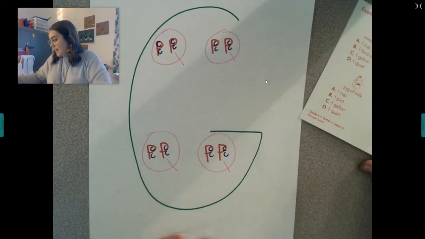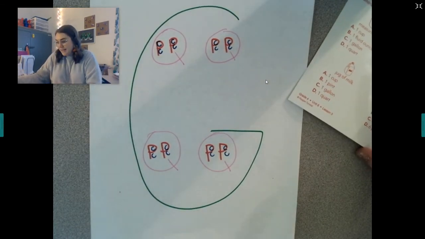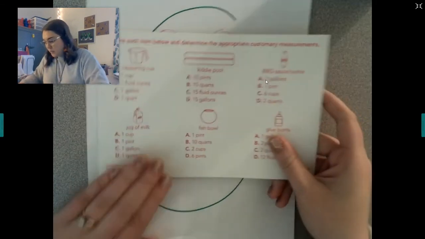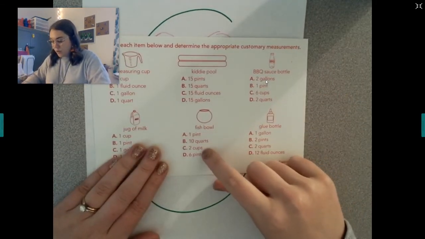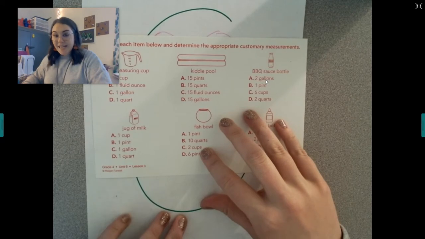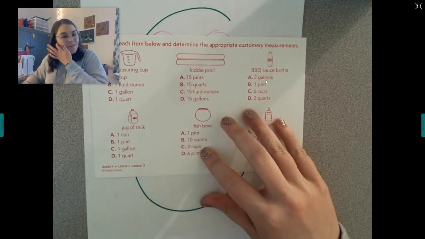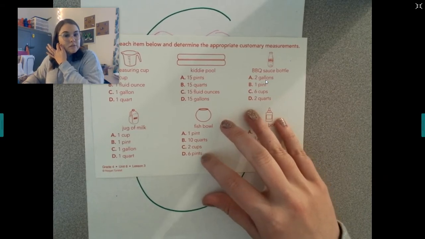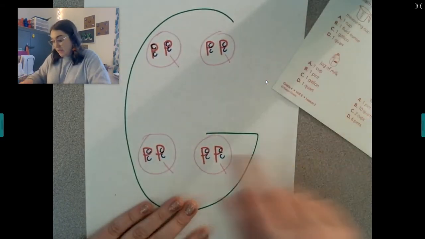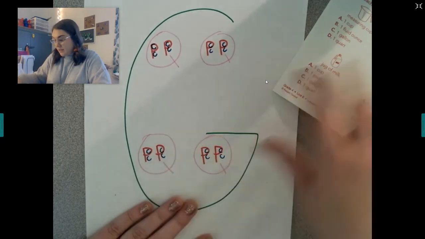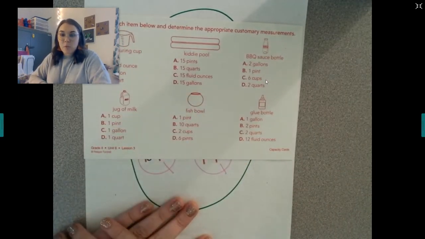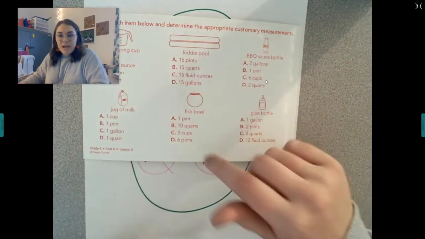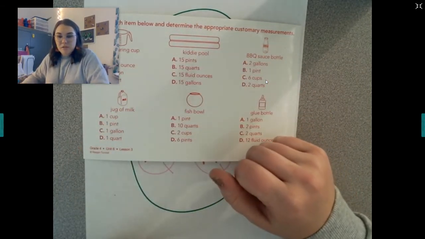If I had to guess, the crazy thing about it is a fish bowl, I would either pick 1 pint or 2 cups, because 1 pint is 2 cups. But a fish bowl doesn't have that much water in it, does it? 6 pints seems like a lot. 1, 2, 3, 4, 5, 6. I guess it depends on the size of your fish bowl, but most fish bowls I've had are real small. And I would say about 1 pint or 2 cups.